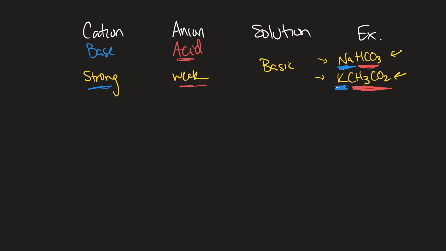Hydrogen carbonate is a conjugate base of the weak acid, carbonic acid. And acetate is the conjugate base of the weak acid, acetic acid. So these are just the conjugate base versions of these. That's the way you can tell that we're dealing with a salt that consists of a strong base and a weak acid. And once again, when you have this salt in the solution, know that your solution is going to be basic.